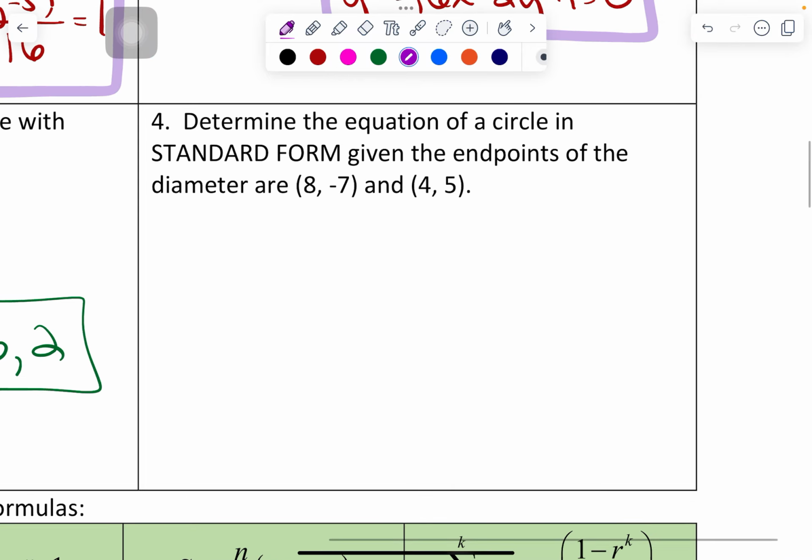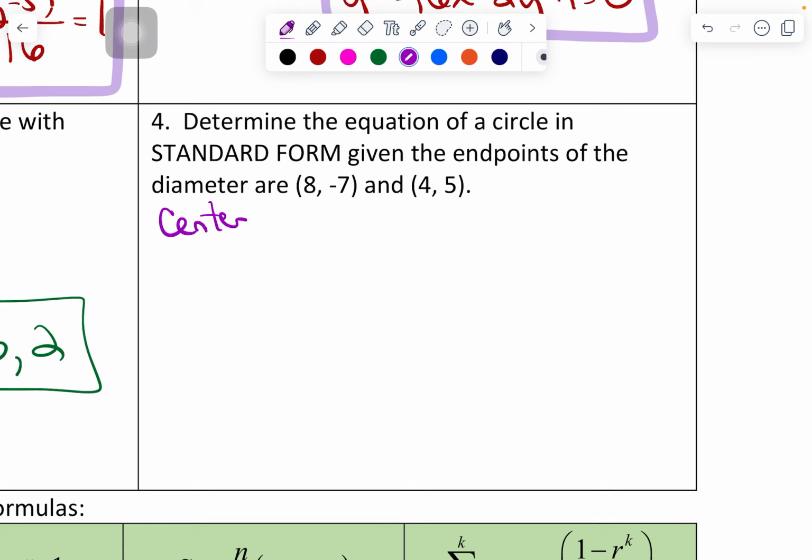All right, problem number 4. Determine the equation of the circle in standard form. So standard form is the one that we like because that's the one we don't have to multiply out. Okay, got it. Given the endpoints of the diameter, so we need to find a center.